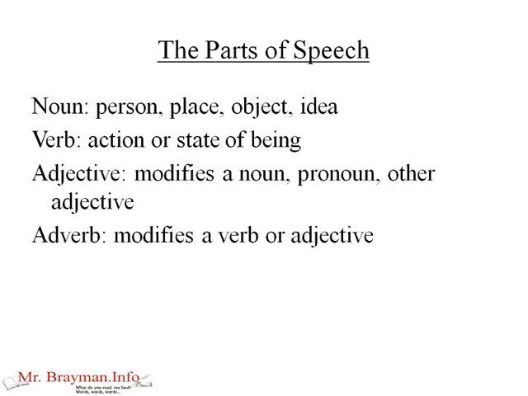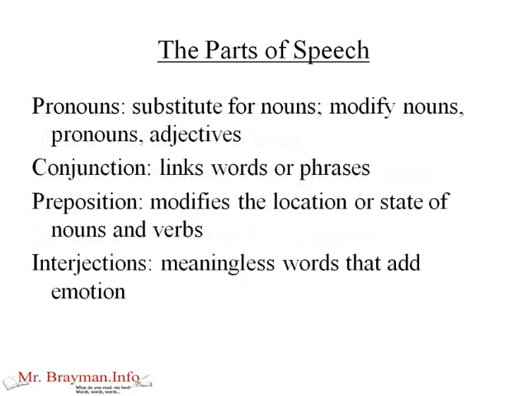Noun is a person, place, object, or idea. Verb is an action or a state of being. That one's going to be very important, state of being, so keep an eye on that. Adjectives modify nouns, pronouns, or other adjectives. An adverb modifies a verb or an adjective. Again, pause me if I'm going too fast. Pronouns substitute for nouns. They also modify nouns, pronouns, and adjectives. Conjunctions link words and phrases, right? A preposition modifies the location or state of nouns and verbs.